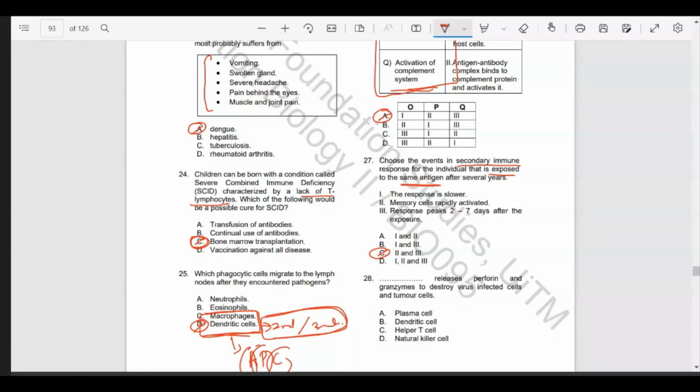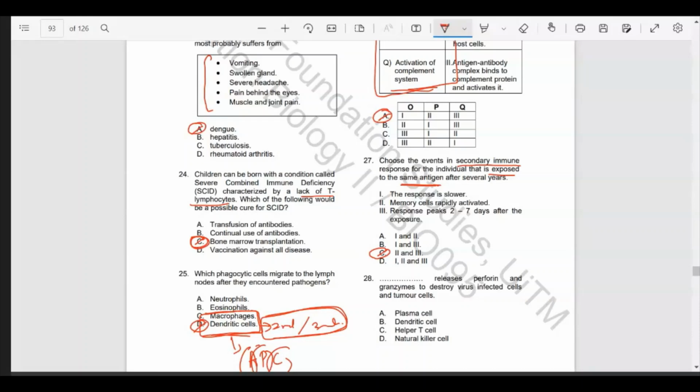From what I understand, since the individual has already been exposed to the same antigen before this, the antibody response should be faster. Boleh lah, okay lah, betul lah.